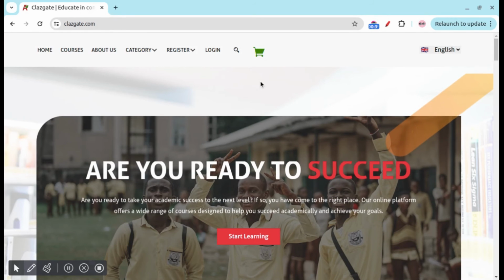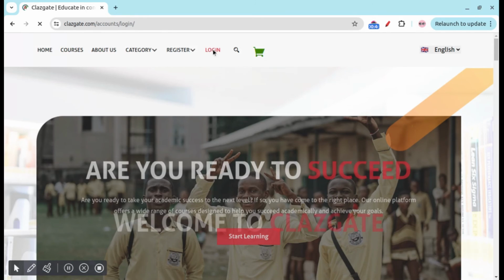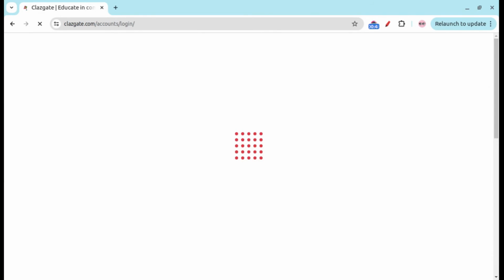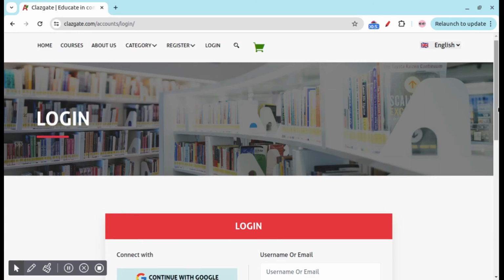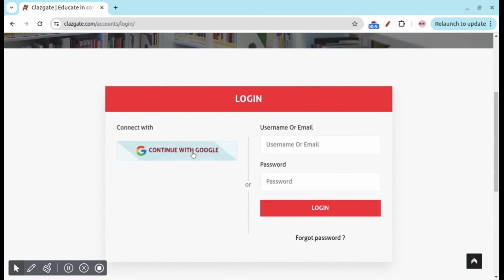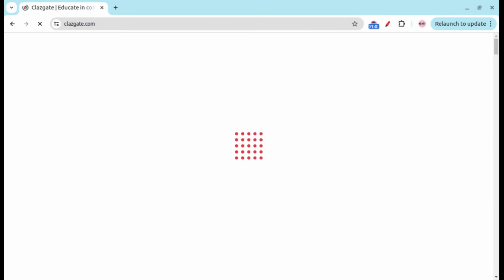Good. So when you come to Classgate, the first thing you want to do is log in. I've told you before, log in with your Google account. For those of you who have Google accounts, super for you. It's very easy. Log in with your Google account so that you can start enjoying free courses or cheap courses on Classgate. A lot of people are doing this.